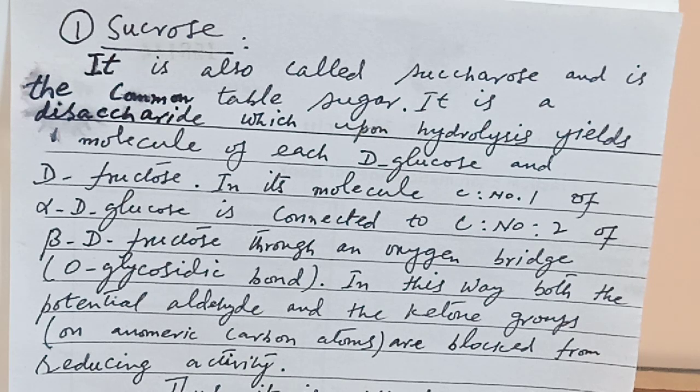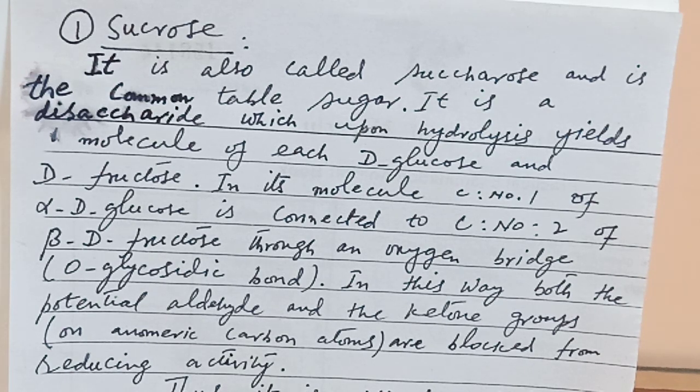Sucrose, it is also called sucrase, sucrose, and is the common table sugar. It is a disaccharide which upon hydrolysis yields one molecule of each D-glucose and D-fructose. It means that sucrose is a disaccharide sugar which is a combination of two sugars, D-glucose and D-fructose. D-glucose is an aldose type of sugar and D-fructose is a ketose type of sugar.